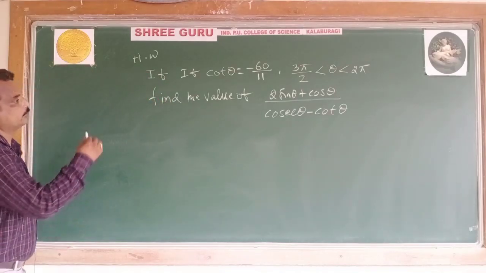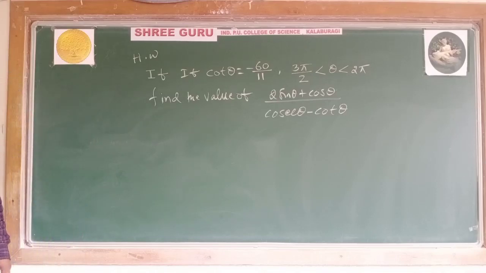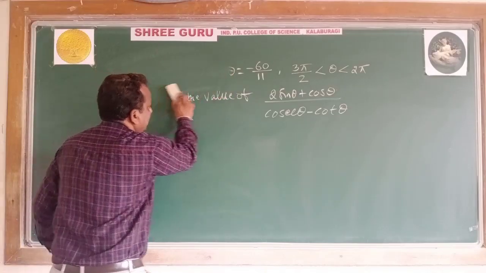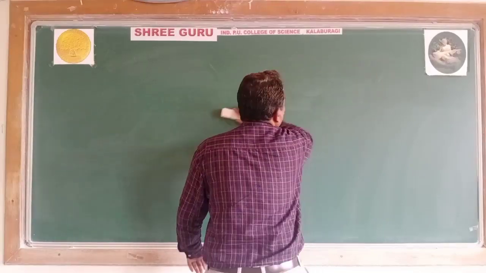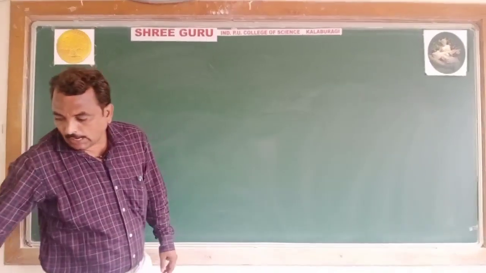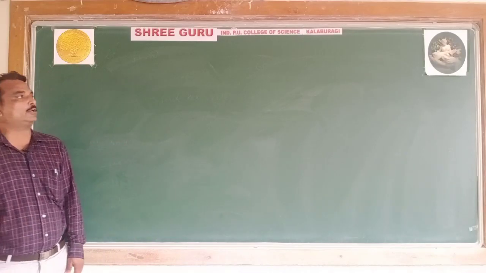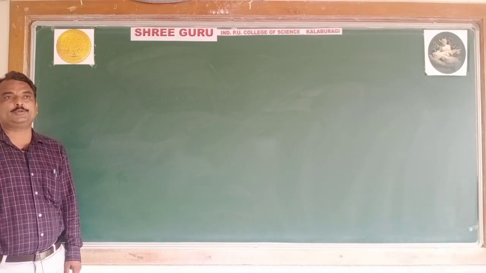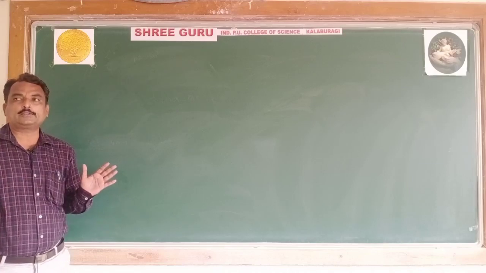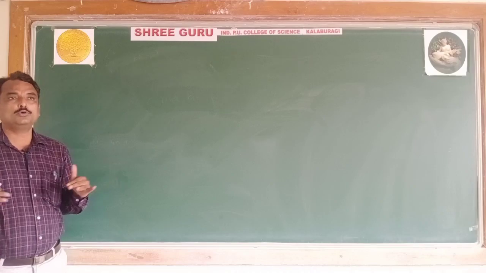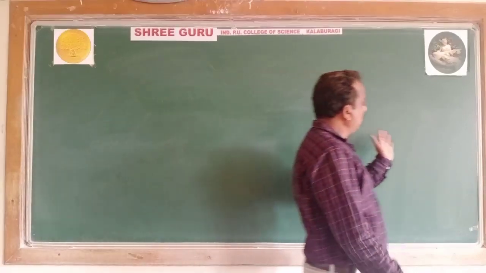Now, this is about the homework, students. Let us see the next example. Here we have calculated the signs of the trigonometric functions in the different quadrants, that is, whether the functions are positive or negative.